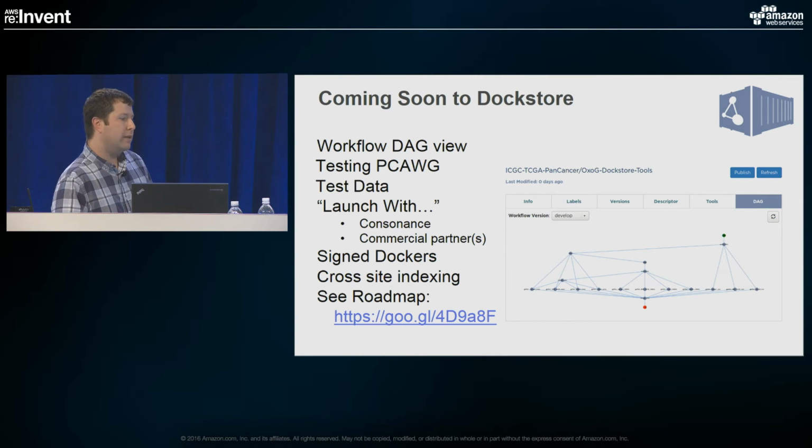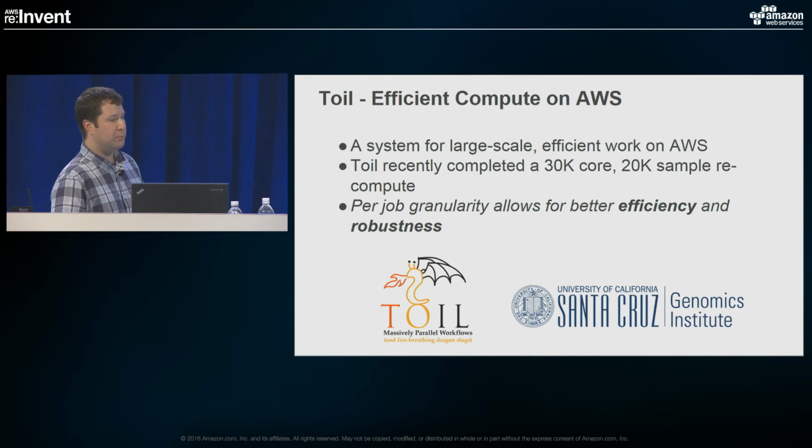The other thing is we're actively working with commercial and open source providers to enable execution of tools and workflows from Dockstore. That is an ongoing process that we're actively working on. And we're also looking at things like signing Docker containers so we have a chain of trust, and cross-site indexing. So if we have many copies of Dockstore running around the world, we want to be able to cross-site index them and show their content across the network of Dockstore instances.